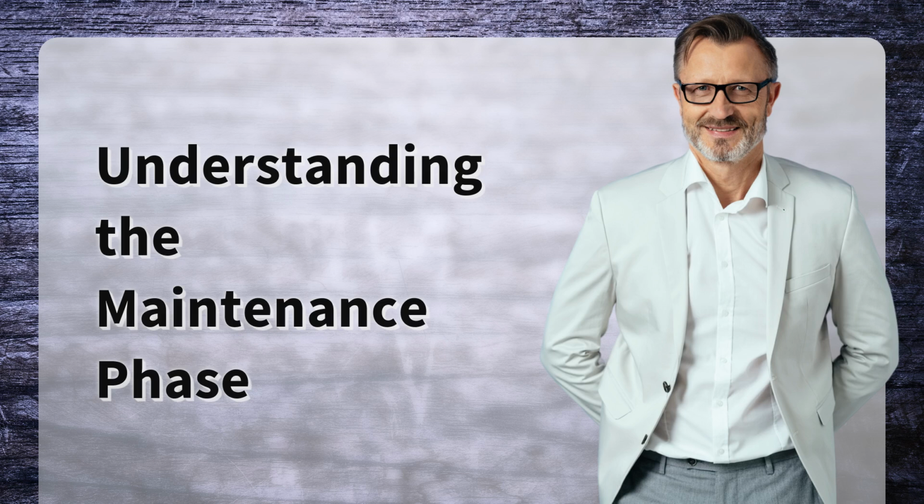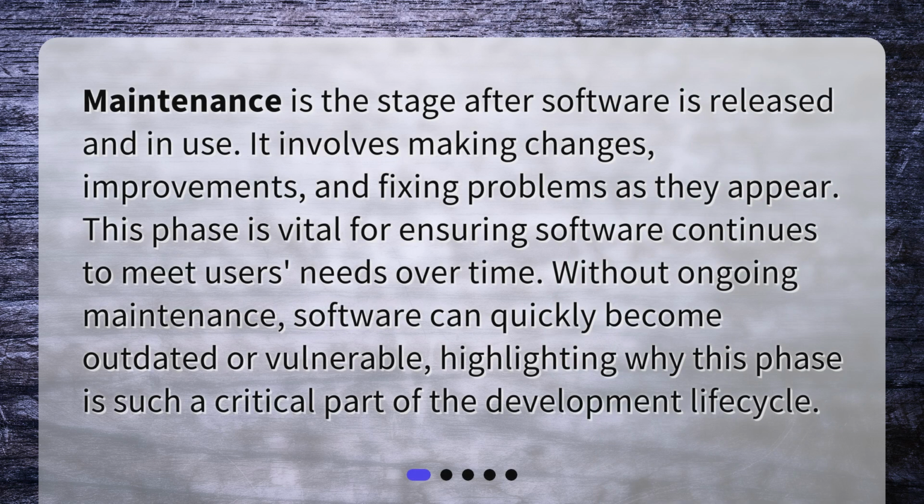Understanding the maintenance phase. Maintenance is the stage after software is released and in use. It involves making changes, improvements, and fixing problems as they appear. This phase is vital for ensuring software continues to meet users' needs over time. Without ongoing maintenance, software can quickly become outdated or vulnerable, highlighting why this phase is such a critical part of the development lifecycle.